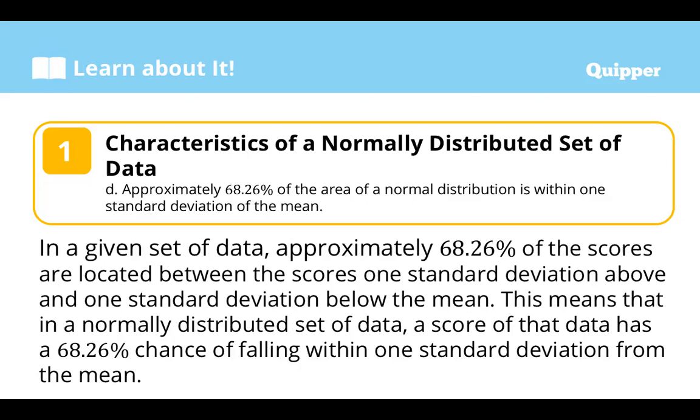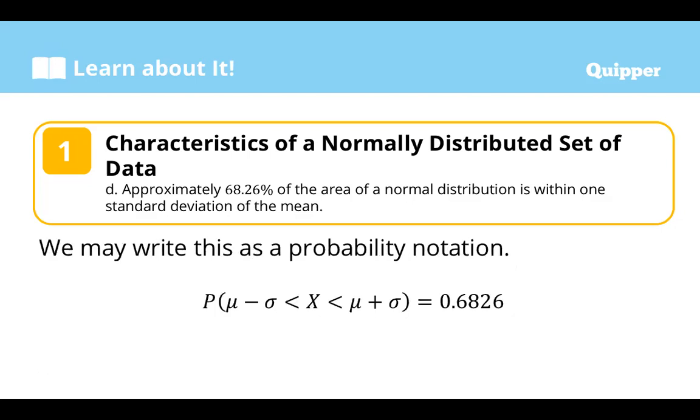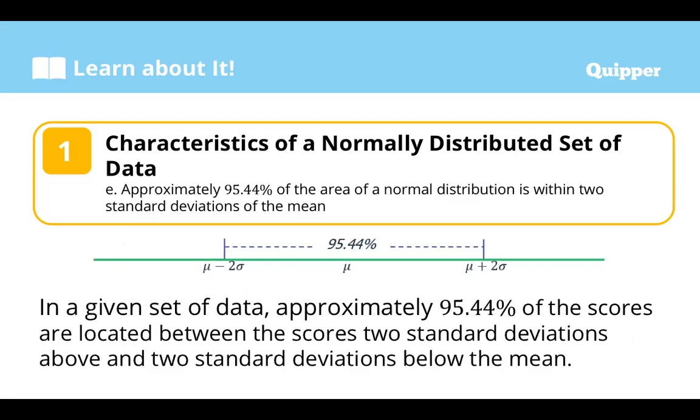Okay? Hindi ibig sabihin na ganun karami yun nandoon. That is the chance. 68.26% chance of falling. Okay? Na nandoon yung score mo sa gitna niyo. Okay? Okay, we may write this as a probability notation with this one, okay, as 0.6826 or 68.26%.